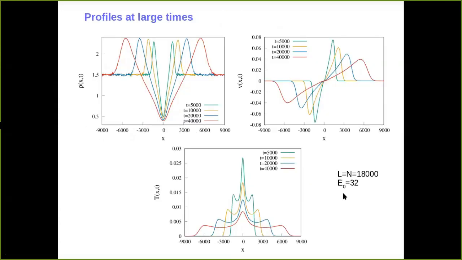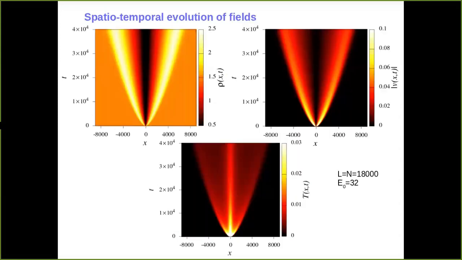So here are the profiles. Sorry, how did you measure temperature? I mean, how did you numerically find it? I measure it from velocity fluctuation. So we calculate the average velocity and the velocity square average, and from that difference we calculate the temperature profile.